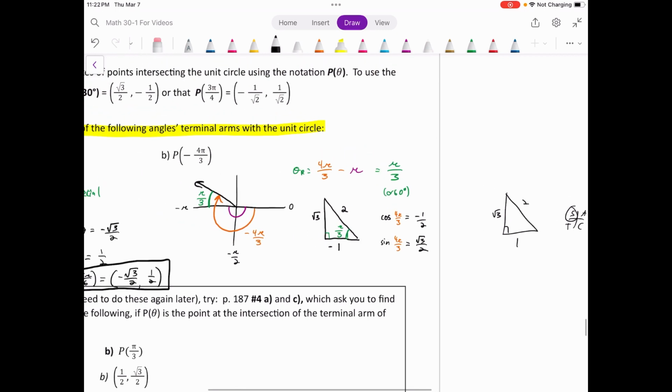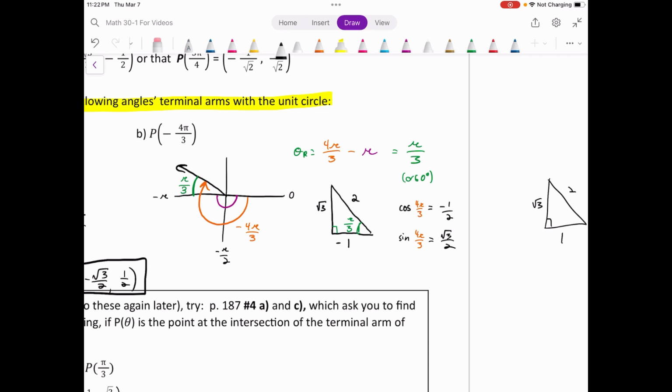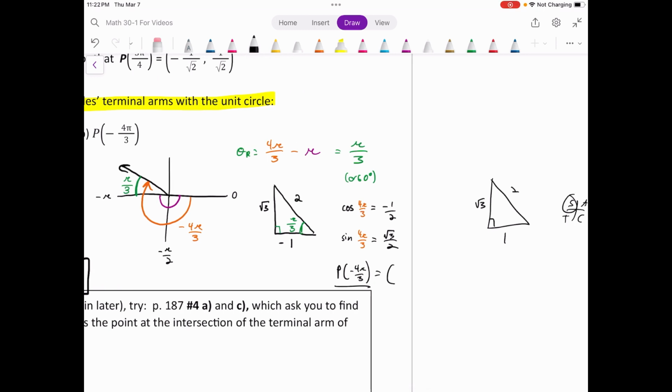We needed cos theta and sine theta to get the coordinates of the point where the terminal arm intersects with the unit circle, because those coordinates are just cos of that angle and sine of that angle. So P of negative 4 pi over 3, that's just the notation we use to represent the point where it intersects with the unit circle, is just cos, negative 1 over 2, sine, root 3 over 2.